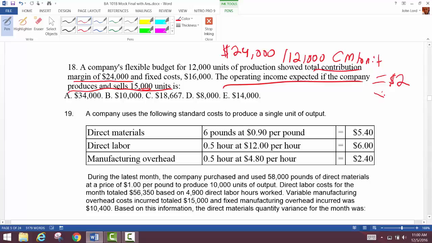So if I took 15,000 units and multiplied it by the $2 per unit, I'm going to get a contribution margin of how much? 30,000, right? And if I then take off my fixed cost of 16,000, now I'm going to get an operating income on this thing of 14,000. So the choice here is E?